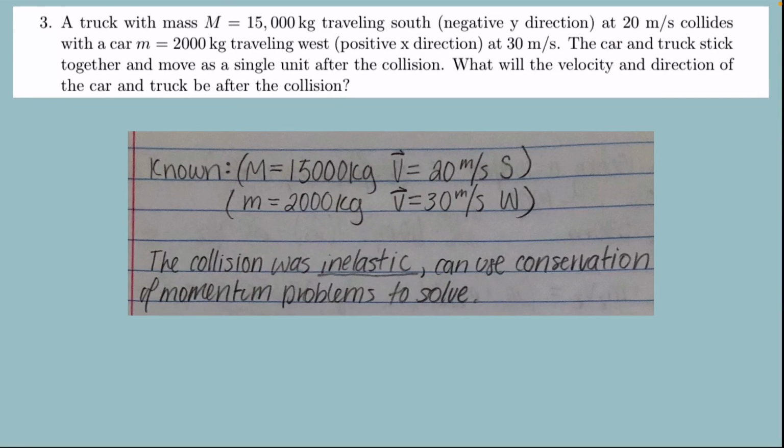Okay, so this problem is asking us about a situation in which a 15,000 kilogram truck is moving southward at 20 meters per second initially, and a 2,000 kilogram car is moving at 30 meters per second west initially. So what it's asking essentially is what their velocity and direction will be once those two vehicles collide in a way that is inelastic, or essentially those two masses after their collision will stick together.